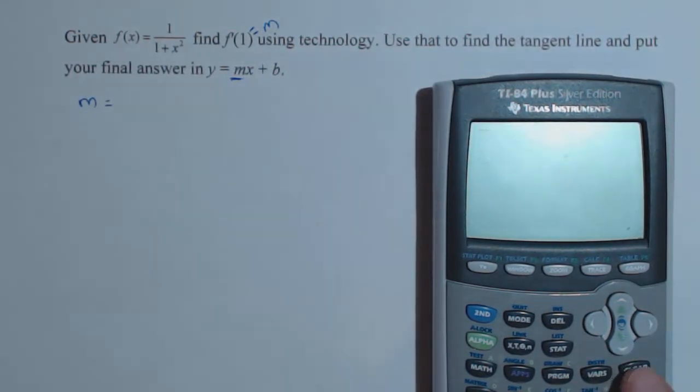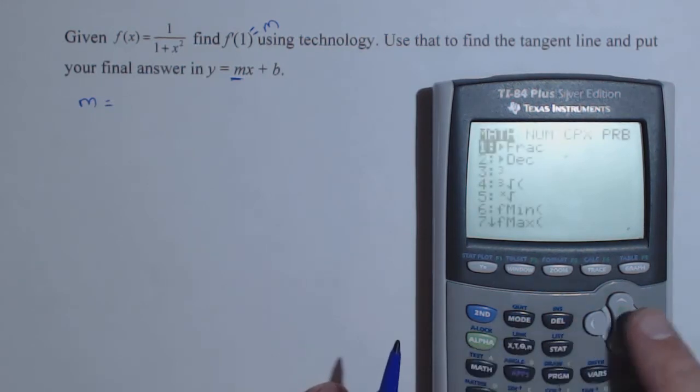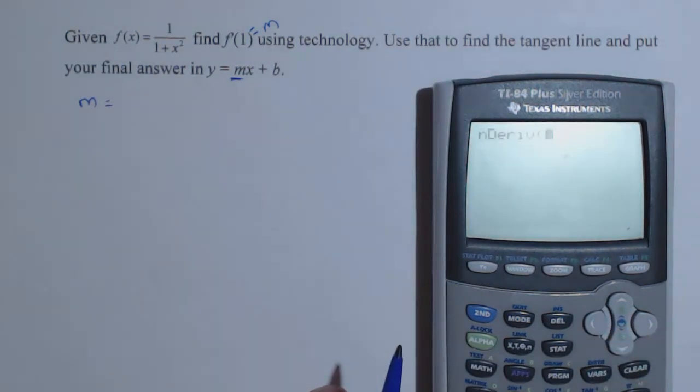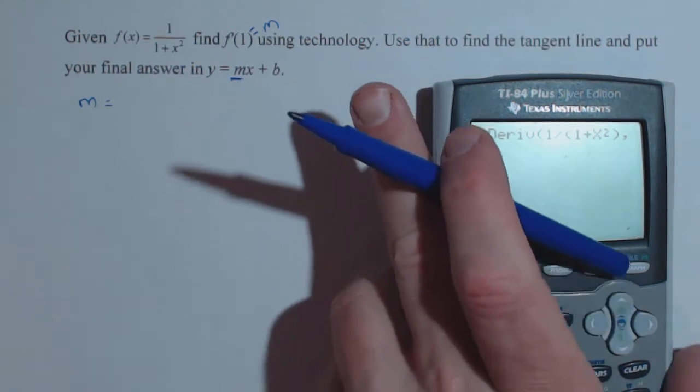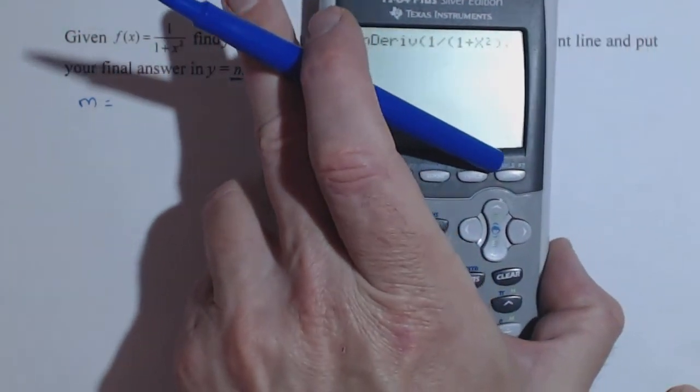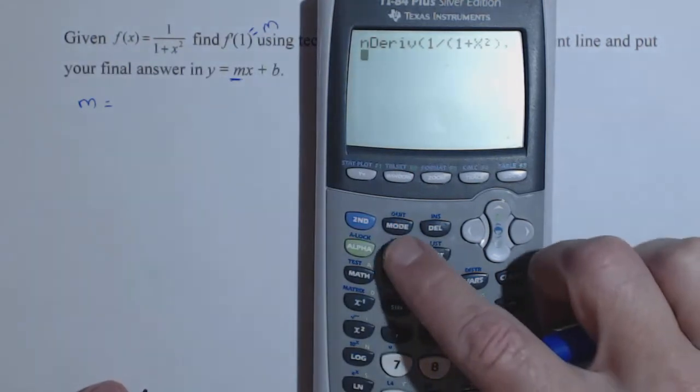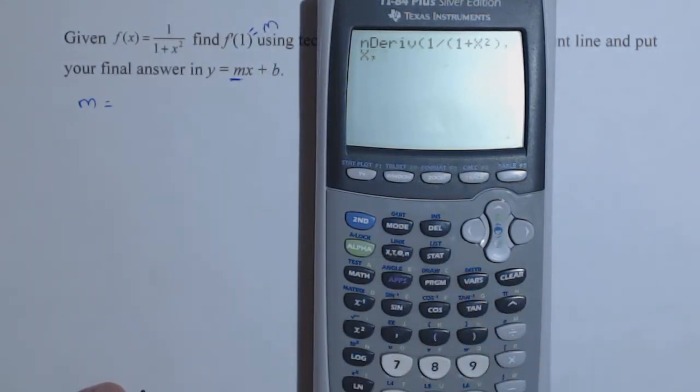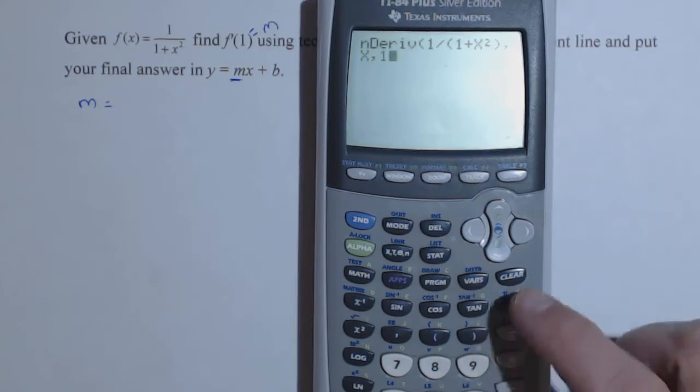So using a TI-84, there's a couple of ways of doing it, but I'm going to go to Math, and I'm going to scroll down, and I'm going to go to nDeriv, and I'm going to put in my function, and you do need parentheses around that denominator, and I will put that in. Then you have to give a comma, and then what variable you're taking the derivative with respect to. So in this case, that'll be x, and then the point you're taking the derivative at.